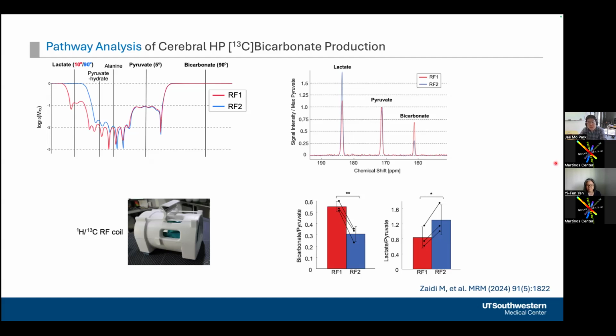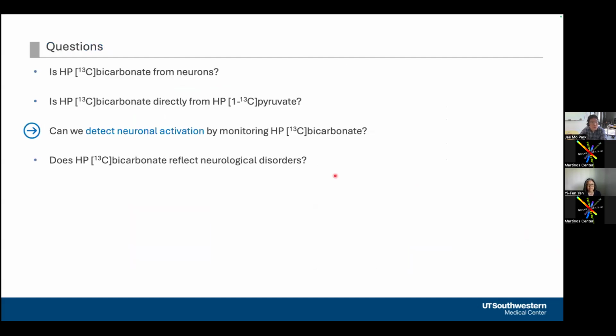So from the second question, we concluded that hyperpolarized bicarbonate can be directly from hyperpolarized pyruvate, but at the same time indirectly from hyperpolarized lactate. And the third question is, can we detect neuronal activation by monitoring hyperpolarized bicarbonate? Based on these two, we have good reasons to assume that the hyperpolarized bicarbonate is reflecting the pyruvate oxidative metabolism in neurons. So can we actually detect this neuronal activation by monitoring this bicarbonate?